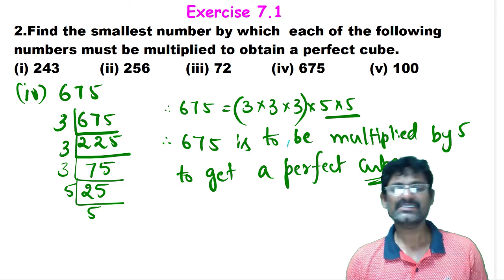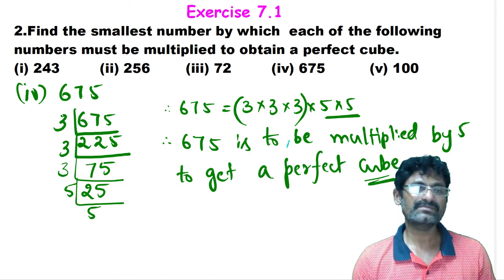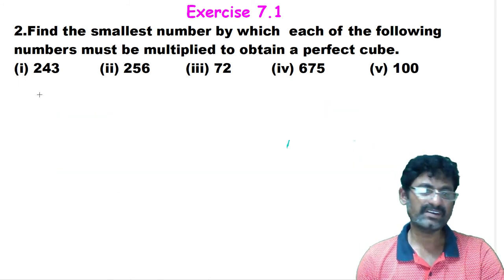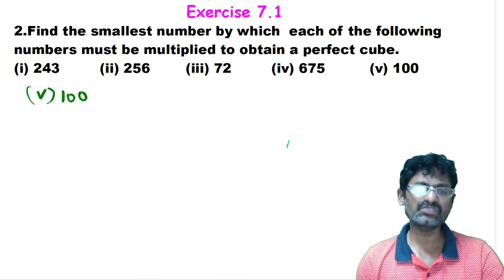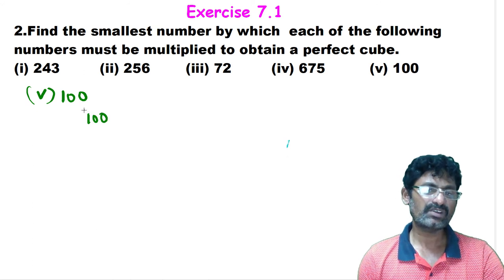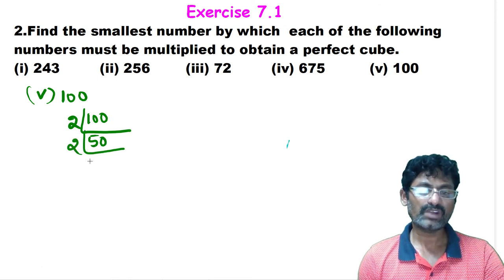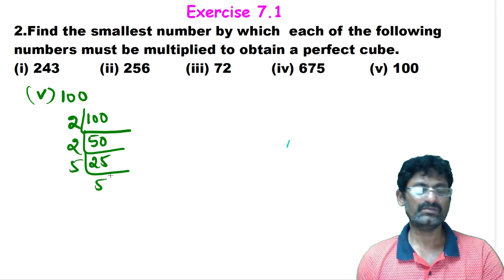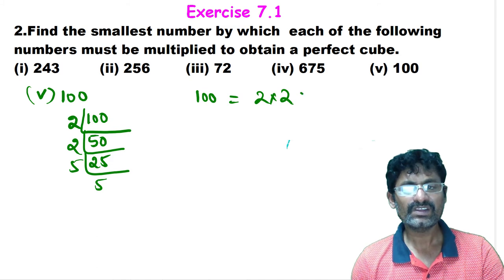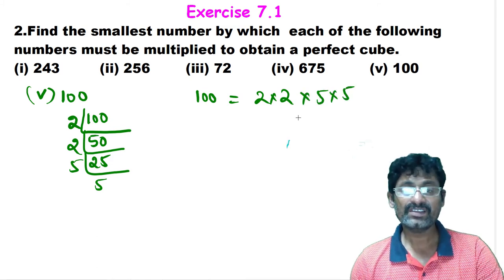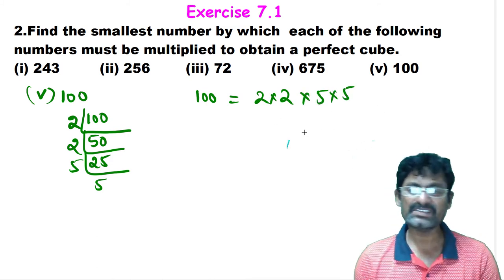Hope you understand this. Let us go to the fifth problem. That is 100. Fifth problem 100. Let us resolve this into factors. So 100 we have, start with 2. 2 times 5 is 10, then 0, then 2 times this is 25, then 5 times 5. So 100 equal to 2 times 2, then times 5 times 5. Here observe the triplets. There are no triplets here.